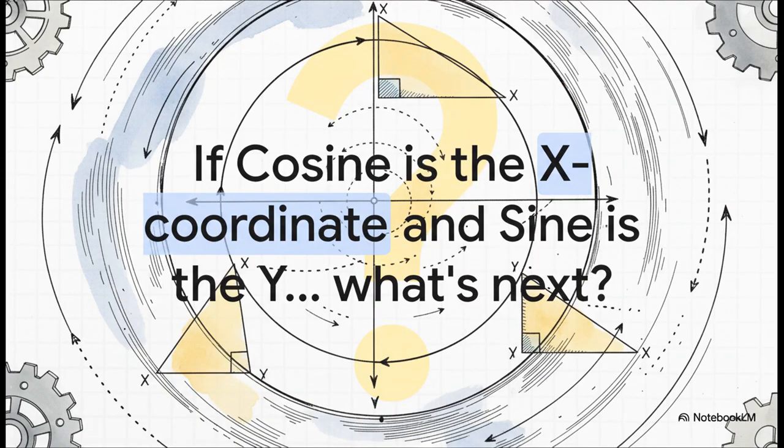So let's wrap all this up with one last thought to chew on. We've pretty much established that cosine gives us the horizontal component. You can think of it as the x-coordinate. And we already know that sine gives us the vertical component, the y-coordinate. So here's the big question. What kind of amazing things happen when you put those two together? What can they tell us? Think about that, because that's exactly where we're heading next.